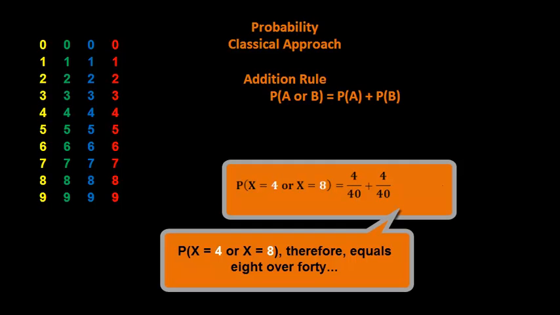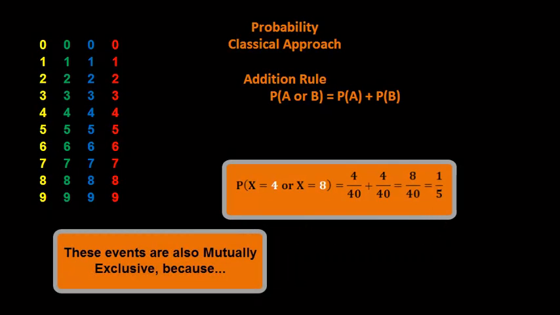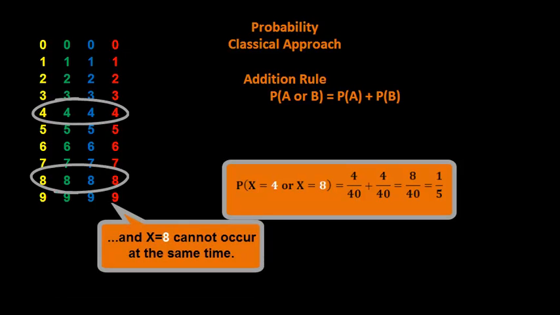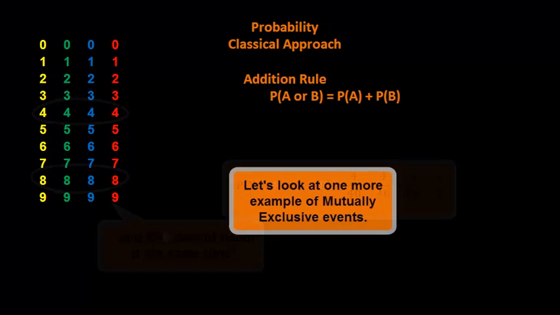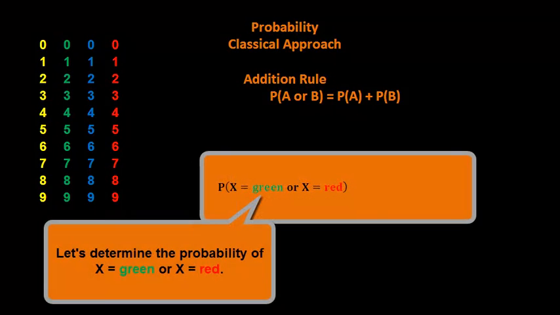The probability of x equals any 4 or x equals any 8 therefore equals 8 over 40, or 1 over 5. These events are also mutually exclusive because x equals any 4 and x equals any 8 cannot occur at the same time. Let's look at one more example of mutually exclusive events. Let's determine the probability of x equals any green number or x equals any red number.